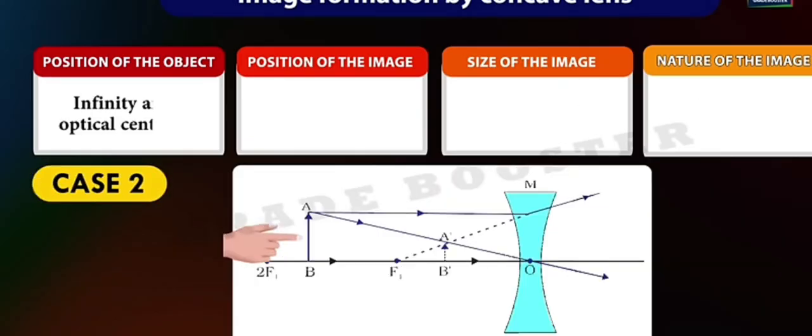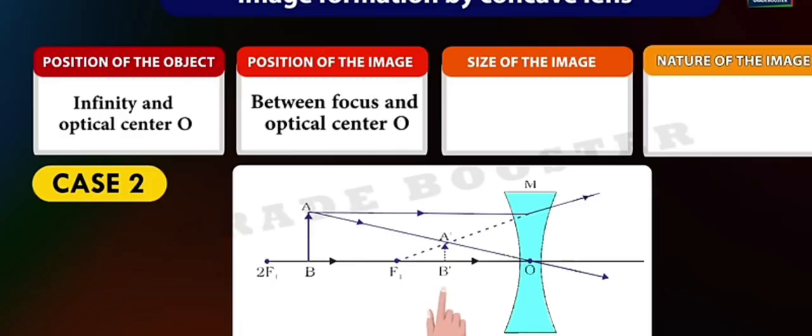Case 2. If the position of the object is between infinity and optical center O of the lens, the position of the image will be between focus and optical center O. The relative size of the image is diminished. The nature of the image is virtual and erect.